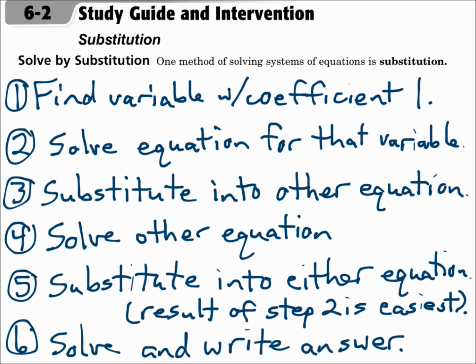First, find a variable with coefficient 1, and then solve that equation for that variable. Take the result and substitute it into the other equation, and solve the other equation. This will give you a variable and an actual value for that variable. Take that number and substitute it into either equation. If you put it in the result of step 2, that's the easiest place to do it. Solve that and then write the final answer.